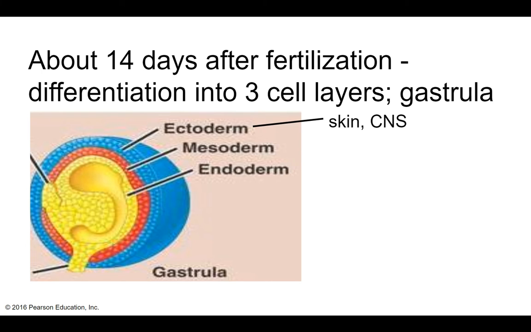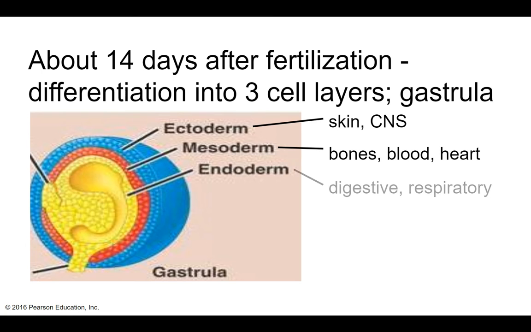The ectoderm, that outer layer, will develop into the skin and the central nervous system. So your brain, your spinal cord, your nerves, all that kind of stuff. The mesoderm, the middle layer, will turn into your bones, your blood, and your heart. So your skeletal system and your circulatory system all develop out of that middle layer. And the innermost layer becomes your digestive system and your respiratory system.